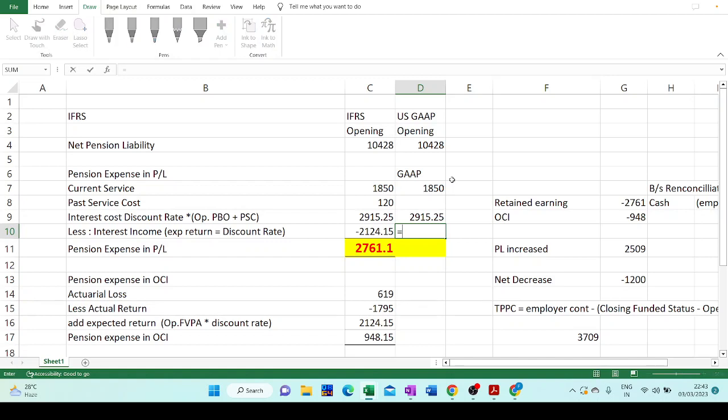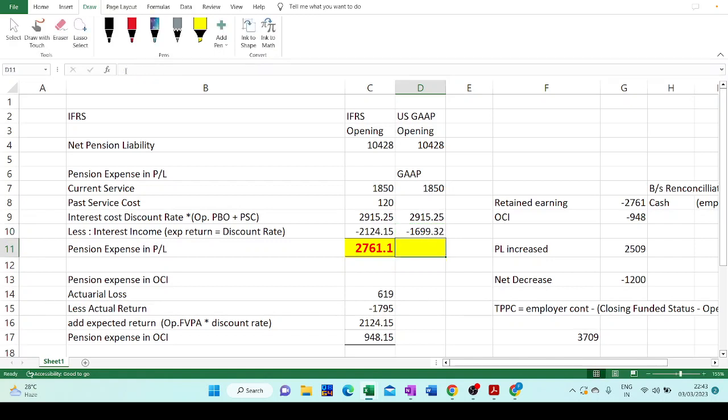Please go to the question. Just scroll up in WhatsApp. You'll get it. Just a second. Question देखो. Please go to that question. What is the expected return assumption given there? Say 6%. And what is the opening FVPA? Opening fair value of plan assets? 28,322. Right? So this would be deducted.